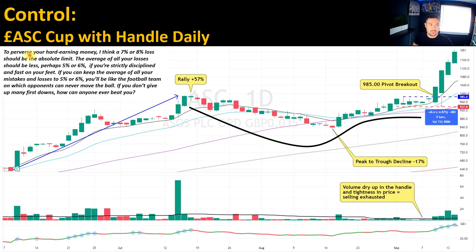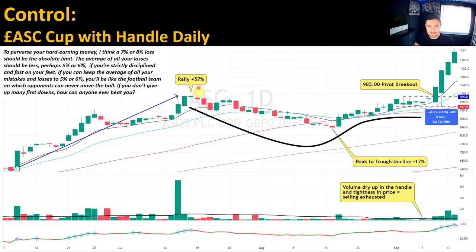So to preserve your hard-earned money, I think a 7 or 8% loss should be the absolute limit. The average of all your losses should be less, perhaps 5 or 6%, if you're strictly disciplined and fast on your feet. If you can keep the average of all your mistakes and losses to 5 or 6%, you'll likely be the football team on which opponents can never move the ball. If you don't give up many first downs, how can anyone ever beat you?